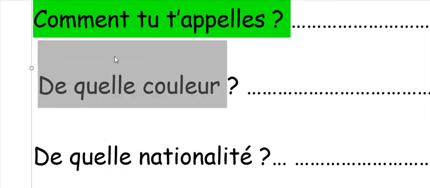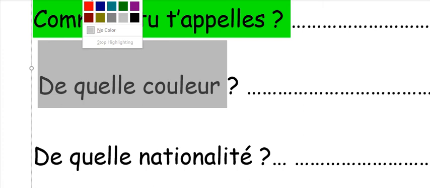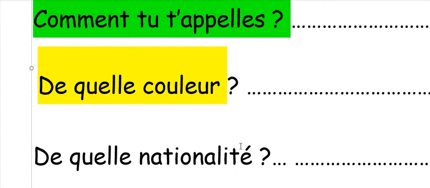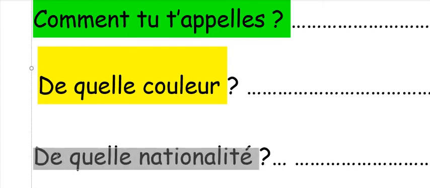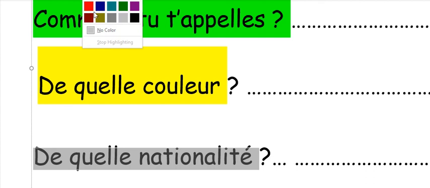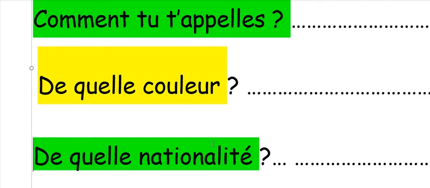Now we've already almost covered everything, les élèves. De quelle couleur? Which color? And de quelle nationalité? Is which nationality? And so on and so forth.